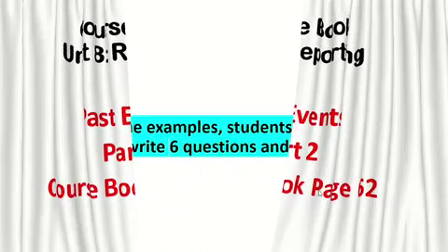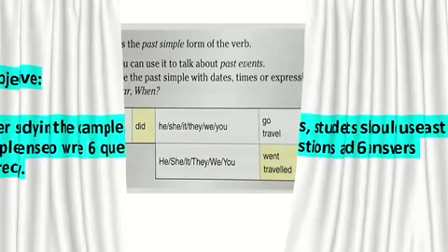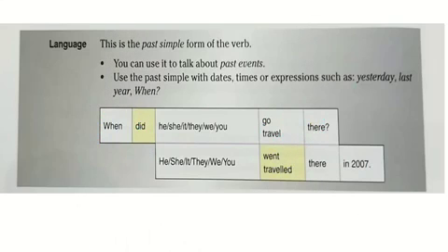Now, before we start, here is the objective which we are going to achieve, inshallah, in this lesson. After studying the examples, students should use past simple tense to write 6 questions and 6 answers correctly. So, you need to write 6 questions and answer them, but you should use the past simple tense. Okay? Now, this is the structure of the past simple.